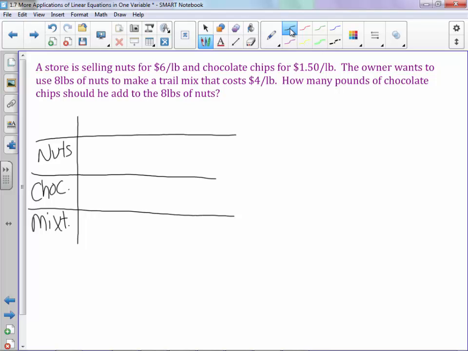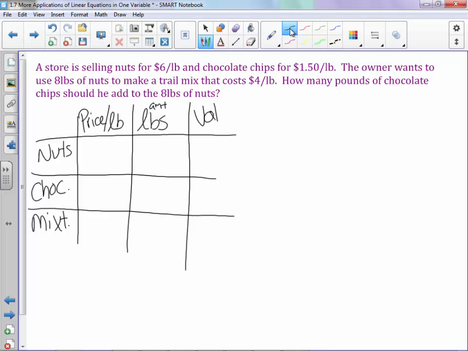Now across the top, we're going to have our price per pound, how many pounds we've got, and then this is going to be our total value. So let's look at these nuts. They sell for $6 a pound. And we know the chocolate chips are $1.50 a pound. And we want our mix to be $4 a pound. So that one's easy to fill out.